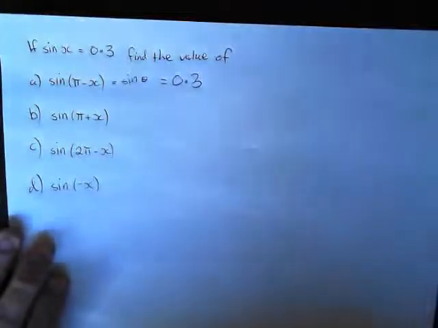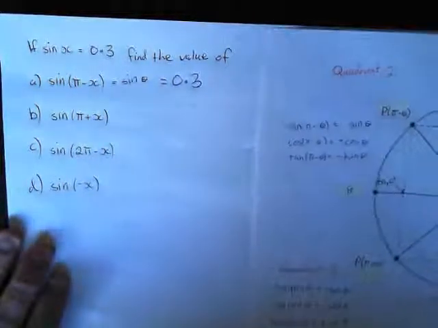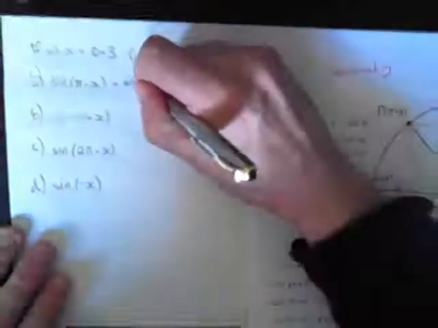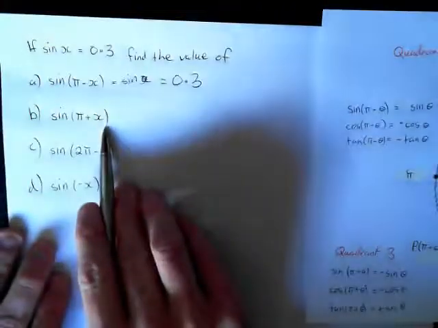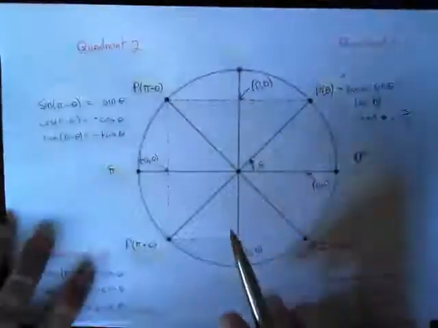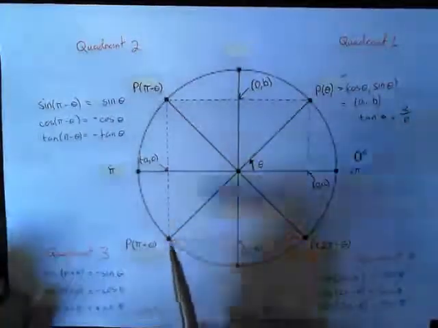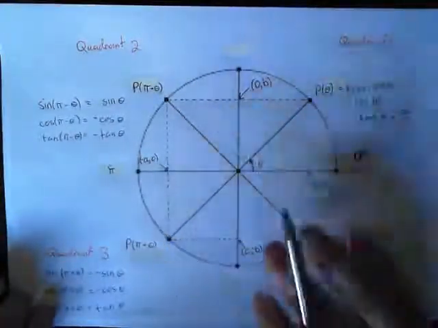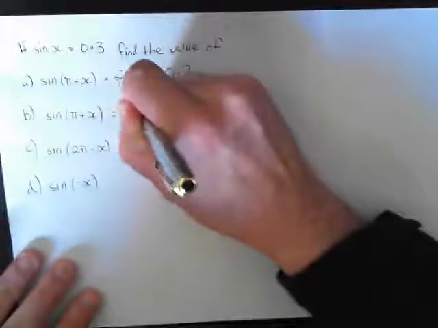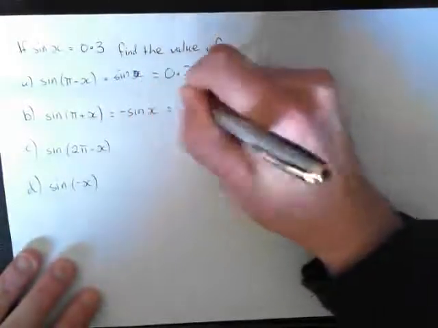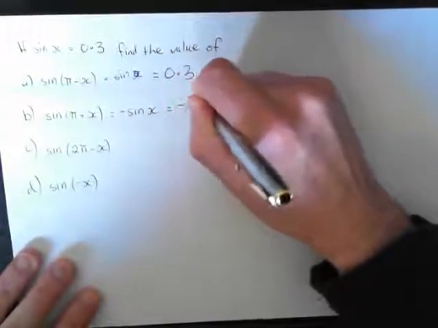What about pi plus x? Actually that should be x. I wrote theta because I got theta on the brain. If sine of x equals 0.3, what's the value of the sine of pi plus x? Pi plus x is down in this quadrant. ASTC, it's going to be negative sine. So it equals negative sine x, which equals negative 0.3.